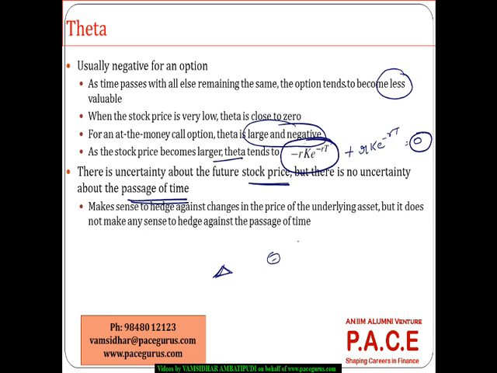So there is no uncertainty with respect to the time. So generally it doesn't make too much sense to do any kind of hedging against the passage of time, though we can think of doing that. But in comparison, probably the hedging with respect to delta is much more essential compared to the hedging with respect to the passage of time, which is theta based hedging.